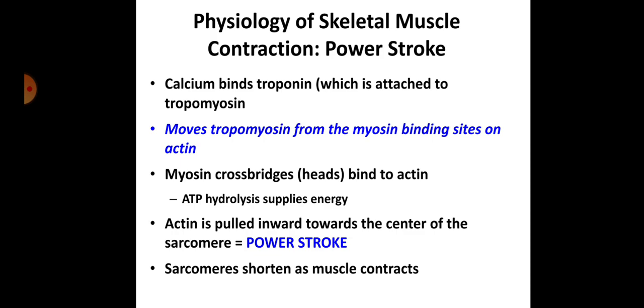Then actin is pulled inward towards the center of the sarcomere with the help of these cross bridges or heads, which is known as the power stroke. Sarcomeres shorten as muscle contracts.